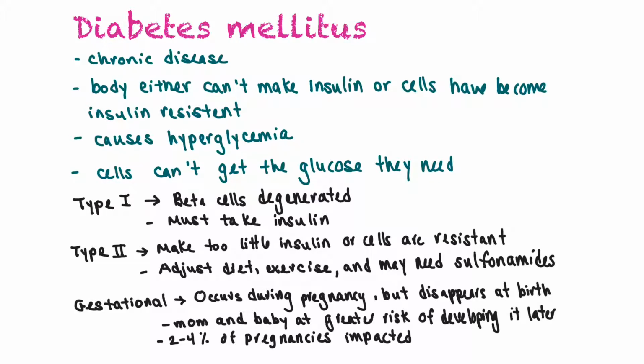And it actually occurs in 2 to 4% of pregnancies. And the mom and the baby who have undergone gestational diabetes are then at greater risk of developing diabetes later in life. And if untreated, the baby tends to be a larger birth weight than normal because they have been supplied with excess glucose because of the high glucose levels in the mother's body.